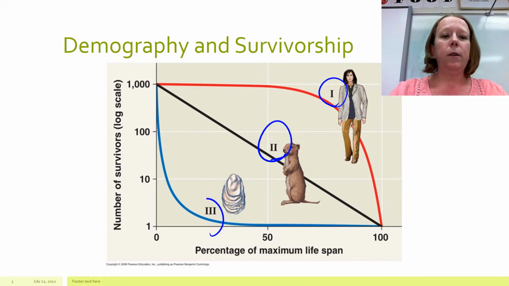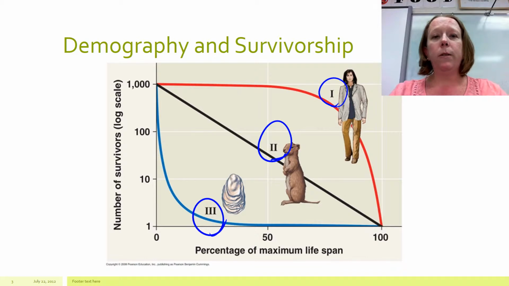And then our third example here with this mussel is kind of the opposite of type 1. Most members of that species will die at an early point in the lifespan of the species, and very few will survive until the later time of their lifespan.